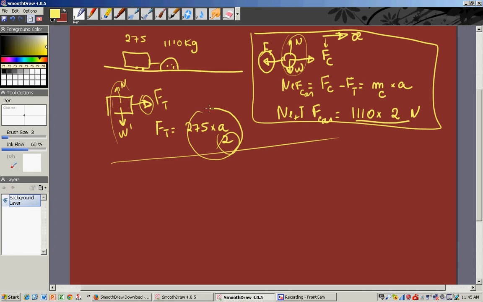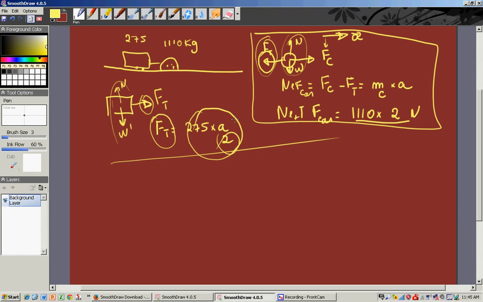And this is also the force the trailer exerts on the car. So the net force on the trailer is equal to this. And the force the trailer exerts on the car is this much here, the magnitude of it. The force the trailer exerts on the car is going to be the negative of this one, right? So pay attention to that.